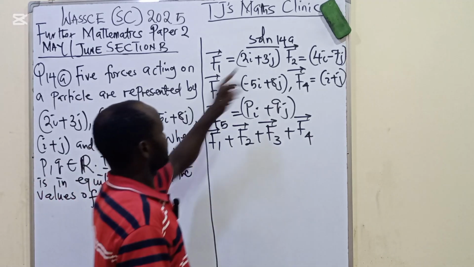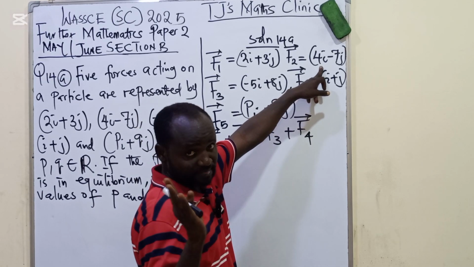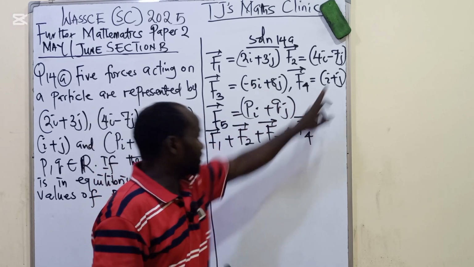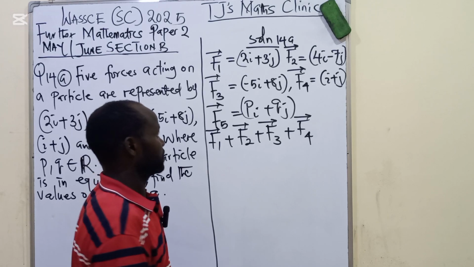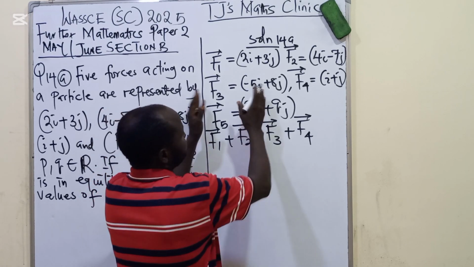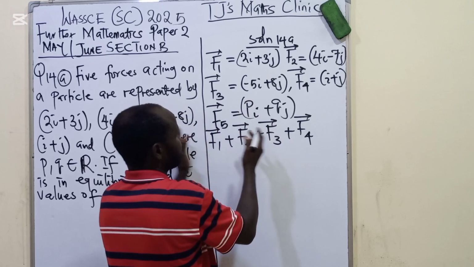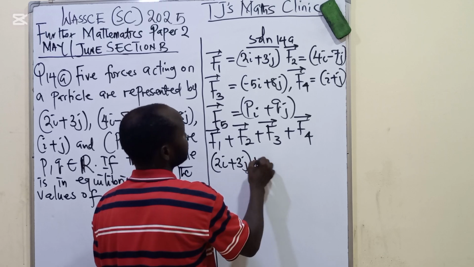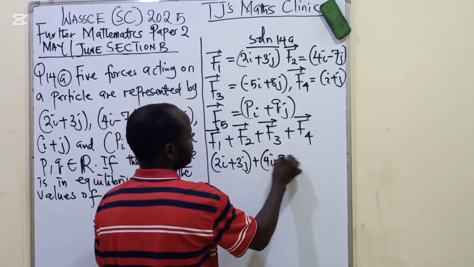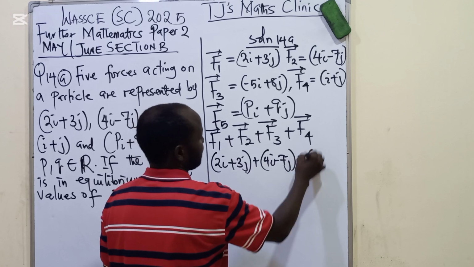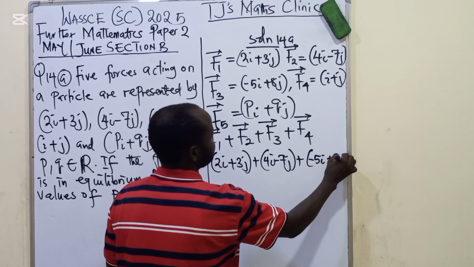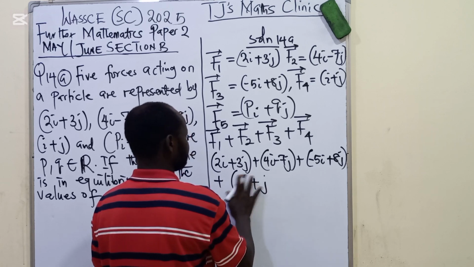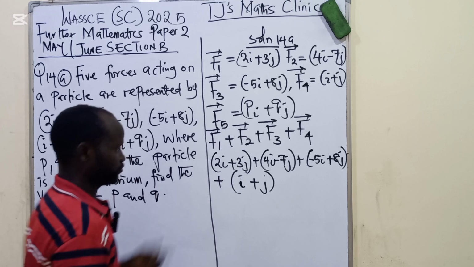Let's add the i's. 2i plus 4i, that will be 6i. 6i minus 5i, that will be i. Then i plus i, that will be 2i. Very important. Or we can bring the bracket before we add, but it's still going to be i to i, j to j. But let me do that first by saying 2i plus 3j plus 4i minus 7j plus minus 5i plus 8j plus i plus j. As I said, it's going to be i to i, j to j. So let me do it this way.